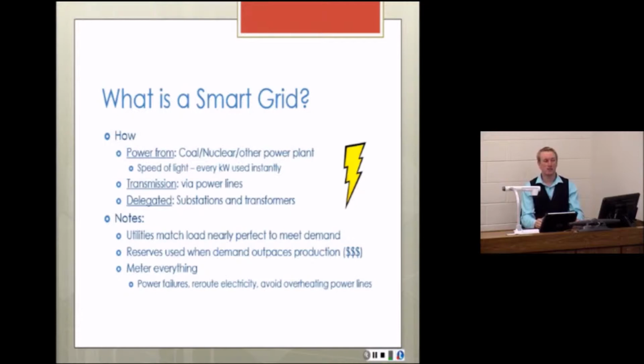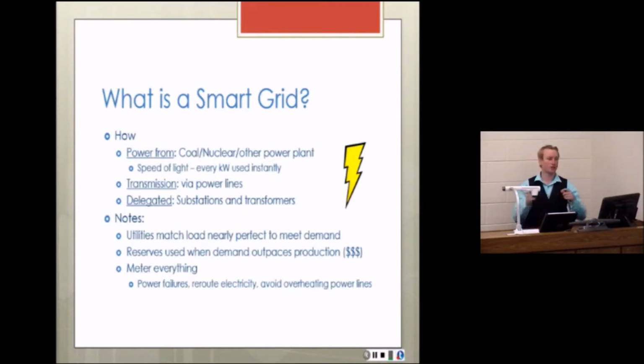And in the past, it's basically been better safe than sorry, so you don't have to deal with a blackout, so produce way more than we need. Well, if you produce way more than you need, you're spending way more money than is needed to actually meet that demand. So with the advent of technology, meters and devices become cheaper.